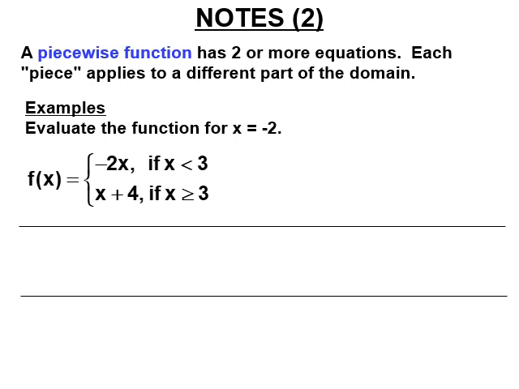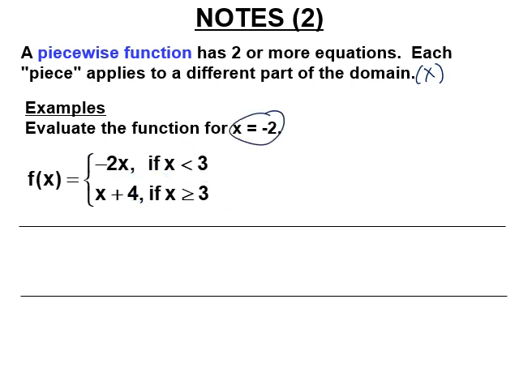So a piecewise function has two equations on the same graph. Each piece applies to a different part of the domain of x, right? Domain is x. So let's read this. It says evaluate the function for x equals negative 2. So f of x equals negative 2x if x is less than 3. It equals something totally different. There's another piece to the function if x is greater than or equal to 3. On that section, it equals x plus 4.